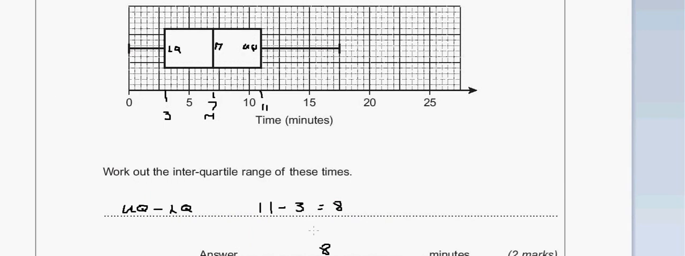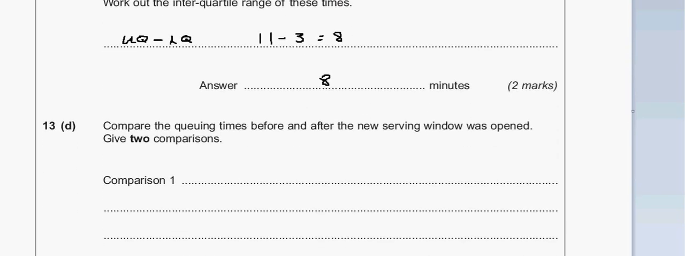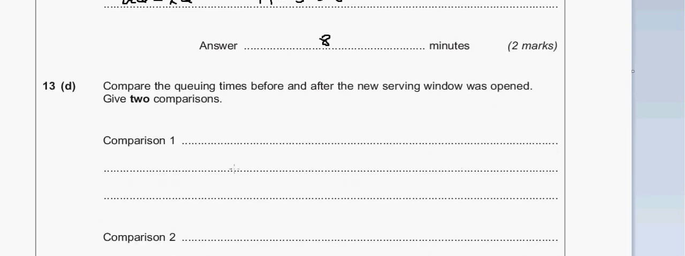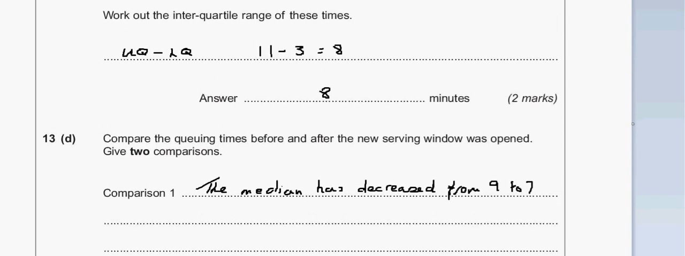So we can say first of all that the median has decreased from 9 to 7. They're just seeing what you can see from this information. The median has decreased from 9 to 7.